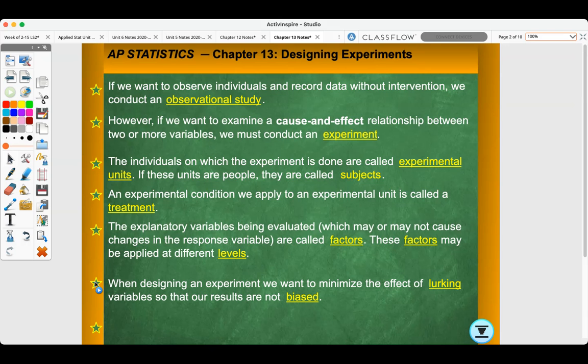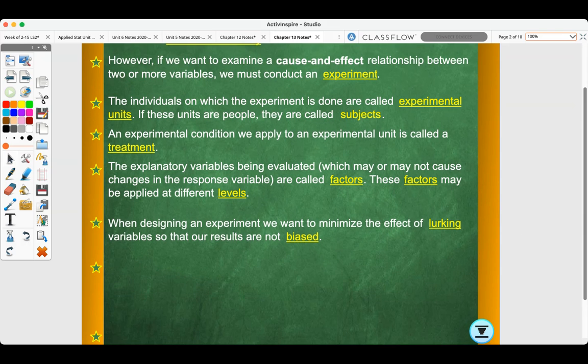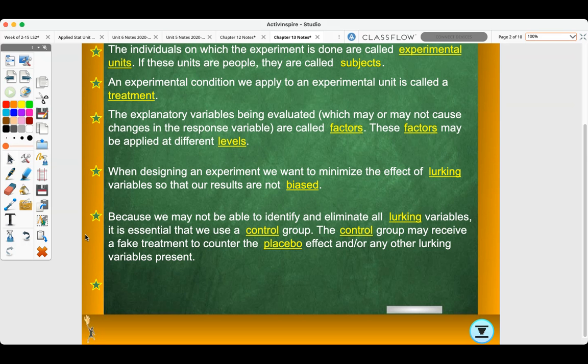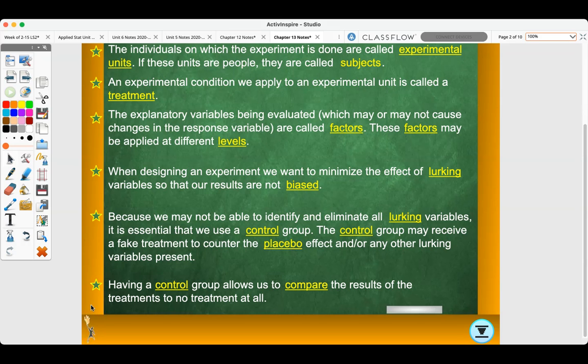When designing an experiment, we want to minimize the effect of lurking variables so that our results are not biased. Because we may not be able to identify and eliminate all lurking variables, it is essential that we use a control group. The control group may receive a fake treatment to counter the placebo effect and/or any other lurking variables present. Having a control group allows us to compare the results of the treatments to no treatment at all.